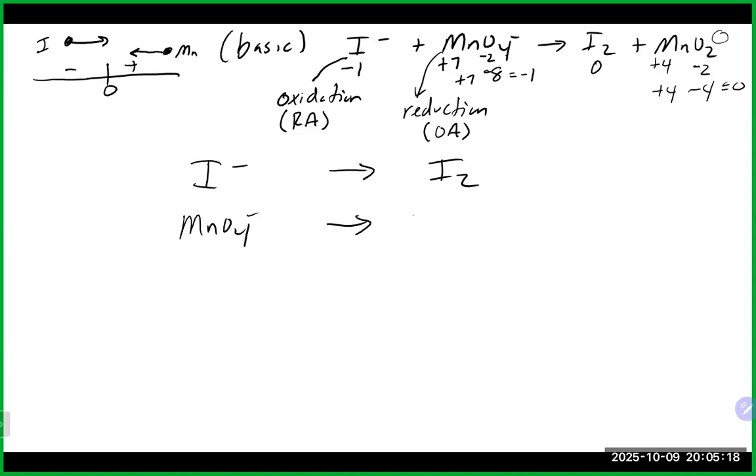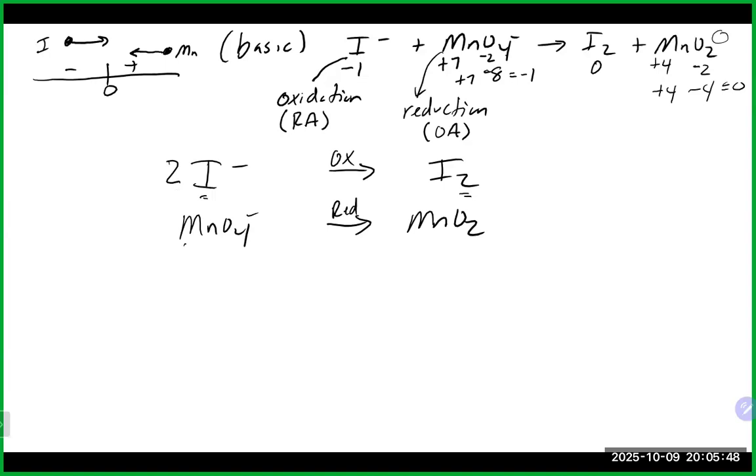MnO4- and MnO2, they both have Mn, so they stay together. We have already now identified that this guy is my oxidation half reaction. This guy is my reduction half reaction, right? Now that we split it off, the next thing we do is balance everybody but oxygen and hydrogen. So in the case of the I, I do need to do that. I have 2 I's on the right, only 1 on the left. So we do need to put a big 2 in front of it.